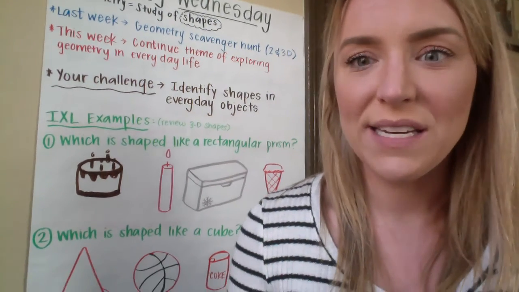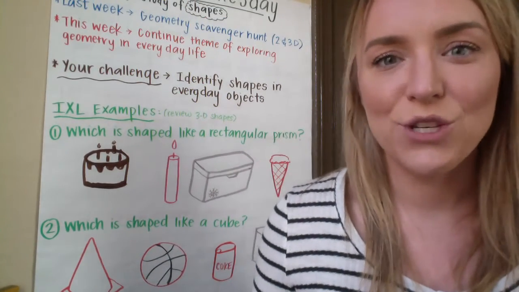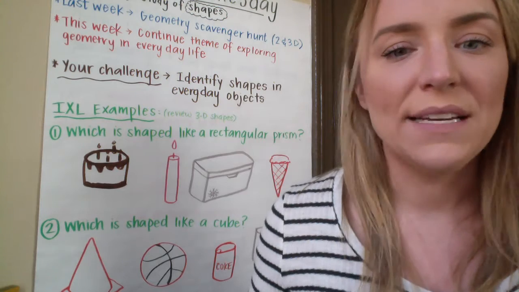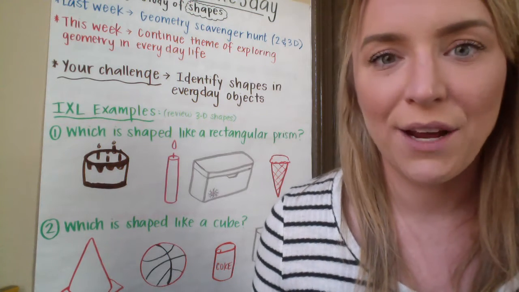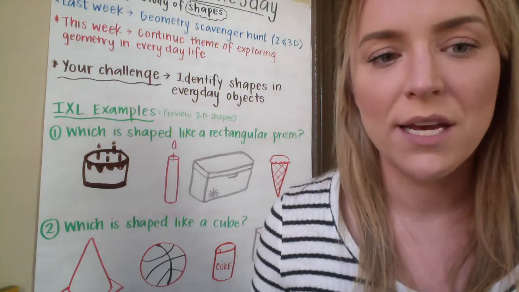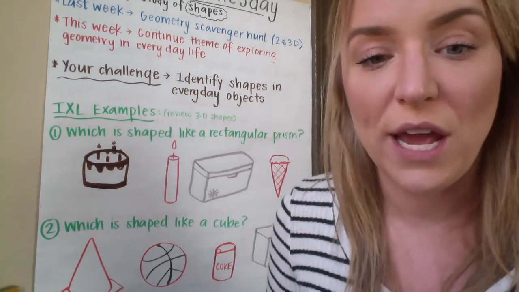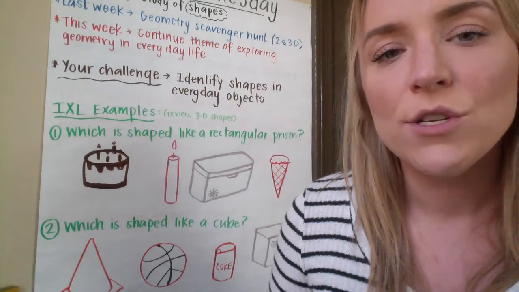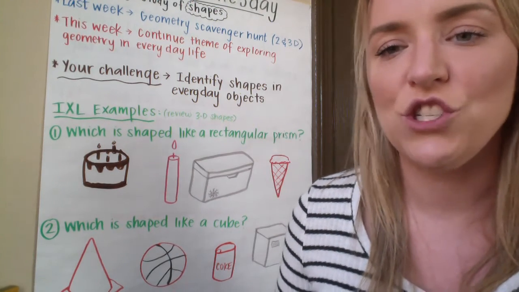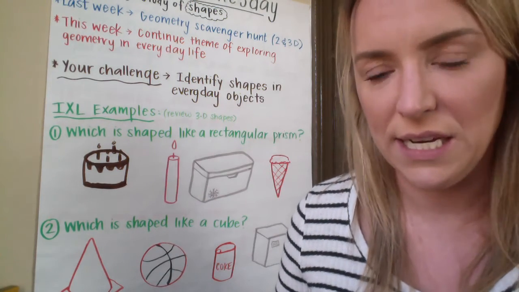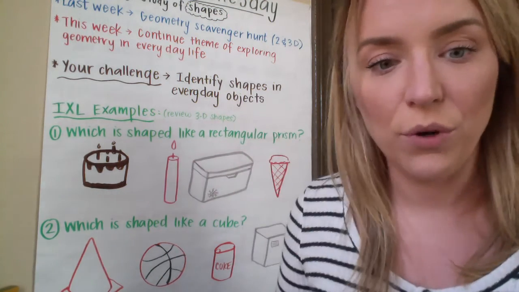So now I want to dive into some IXL examples and then have you guys try out identifying shapes in everyday objects on IXL yourself, just following the link next to your initials in the description box below. So the first example we're going to look at says, which is shaped like a rectangular prism? So those are the questions you're going to come across today. It's going to ask you which of these objects below is shaped like this specific 3D shape. So here we're looking for a rectangular prism.